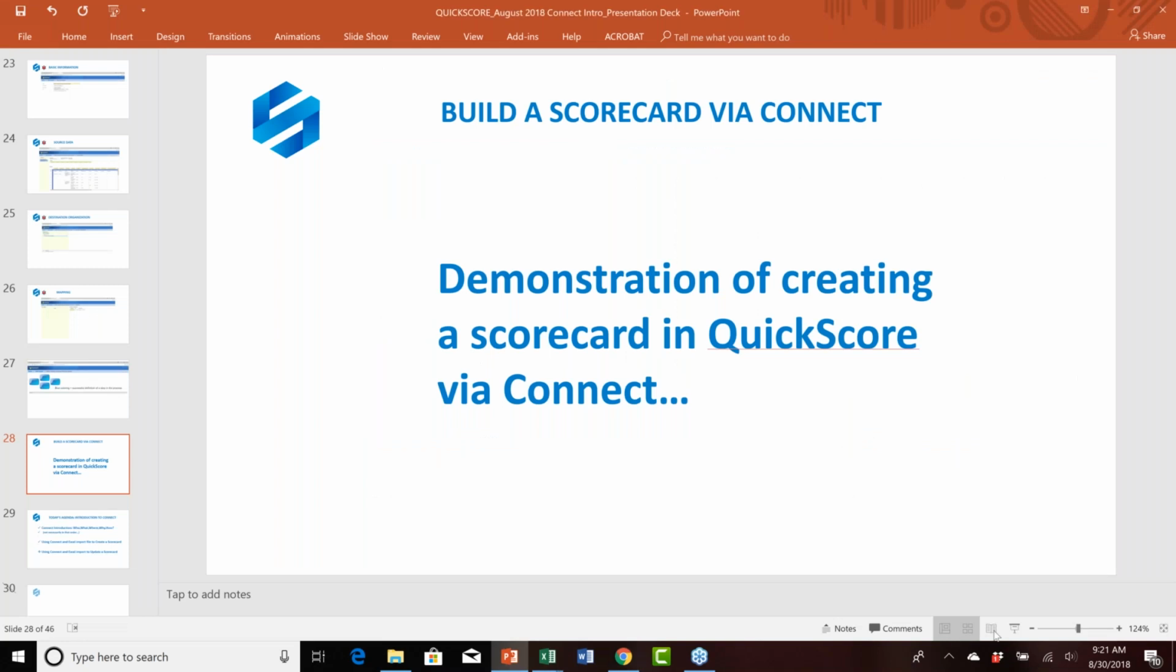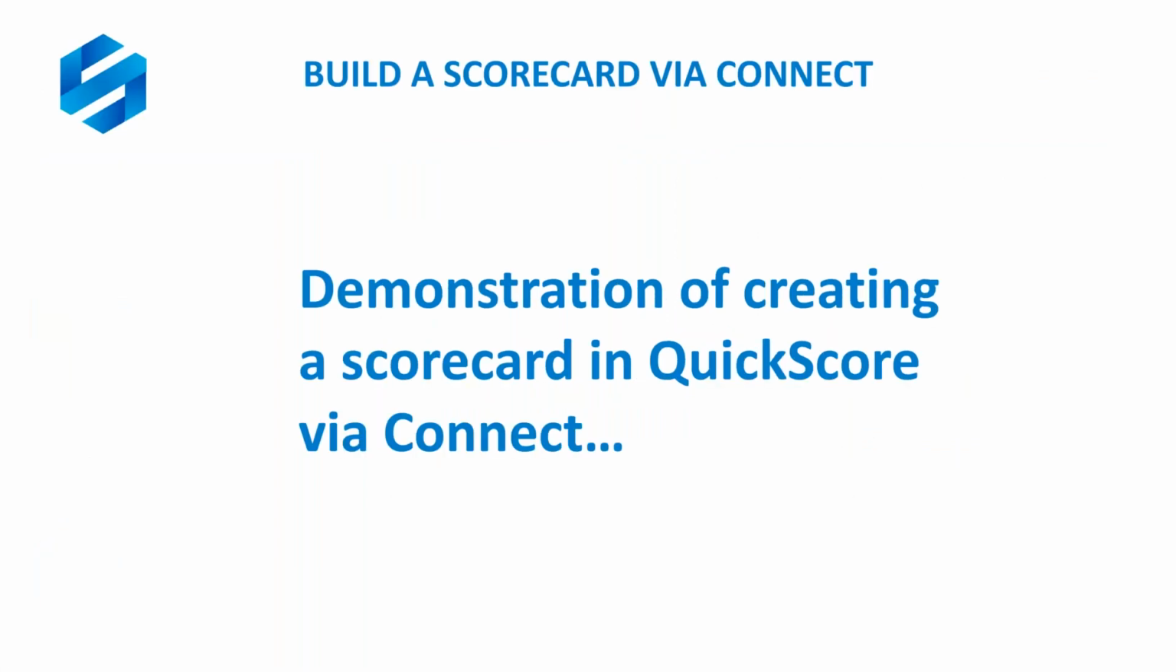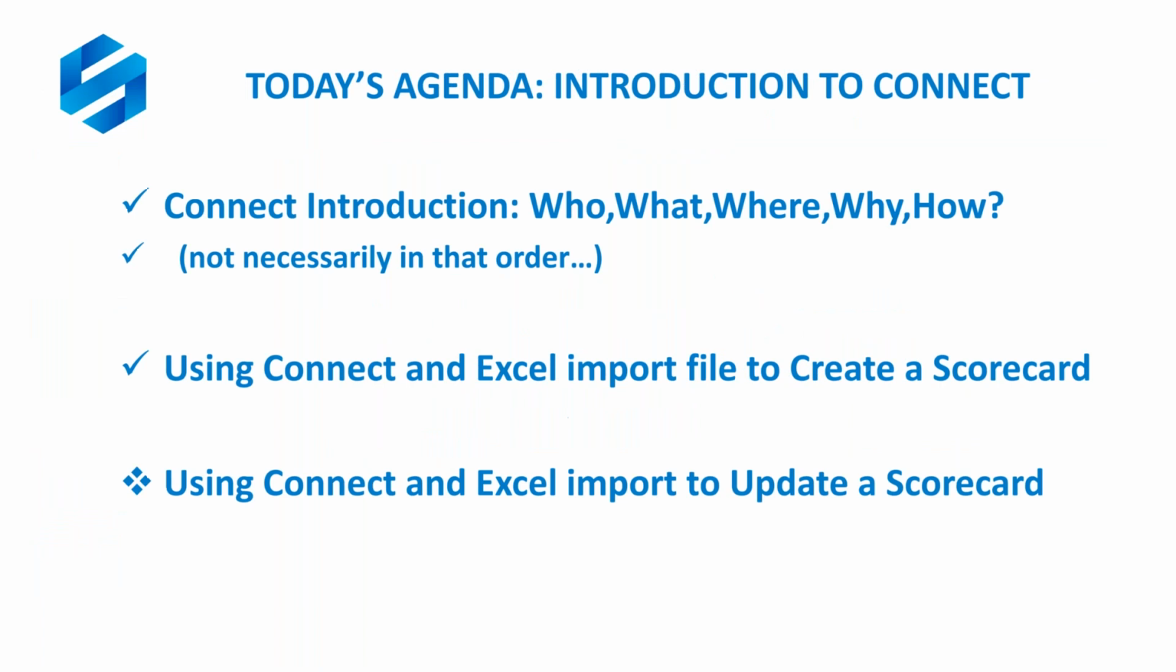Okay, bear with me as I bring back up the presentation so we can just proceed through our agenda. So we've taken care of building a scorecard via Connect. The third step of our agenda is now using Connect and Excel import files to update the scorecard.